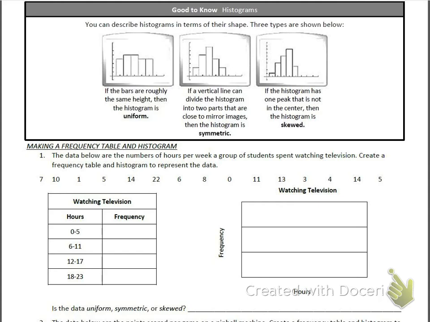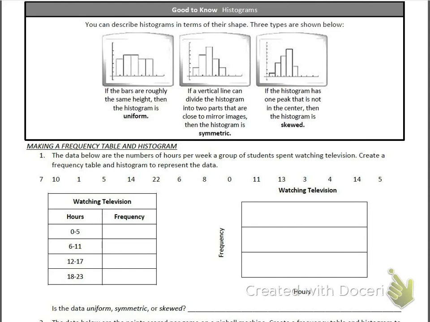So example 1, I gave you a set of data. Together we're going to make a frequency table and a histogram, and then we're going to describe how the data looks. On the second problem, I'm going to have you guys do it on your own. So I give you all these pieces of data. The data below are the numbers of hours per week a group of students spend watching television. I want you to create a frequency table and then a histogram to represent the data.